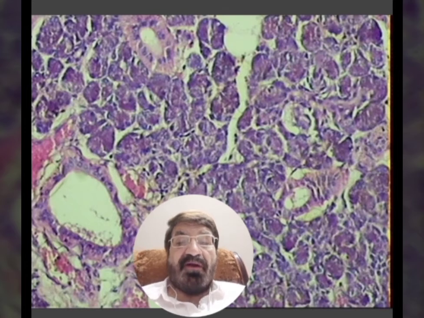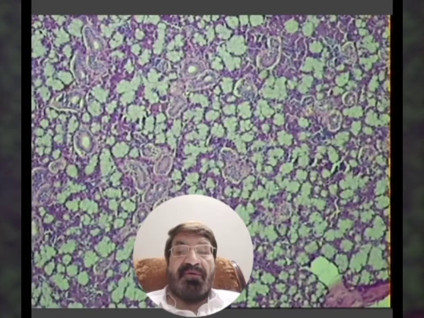This is again a duct. You can identify a duct. This is again a duct. So this is the sublingual gland. The sublingual gland, I have told you, is predominantly a mucus type of gland.